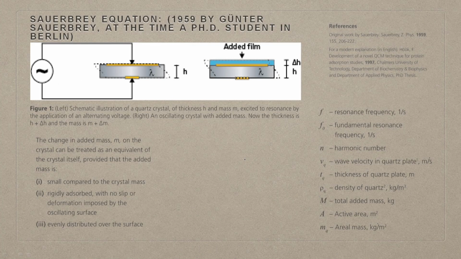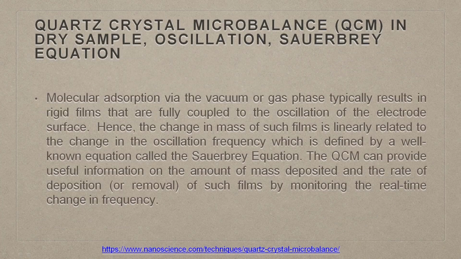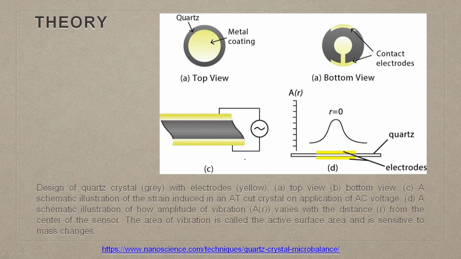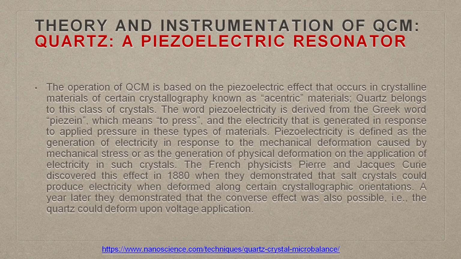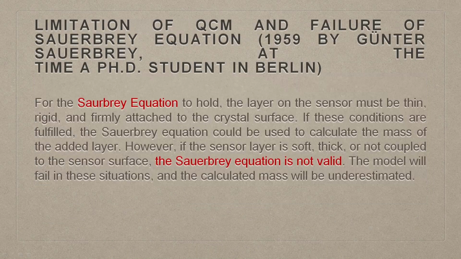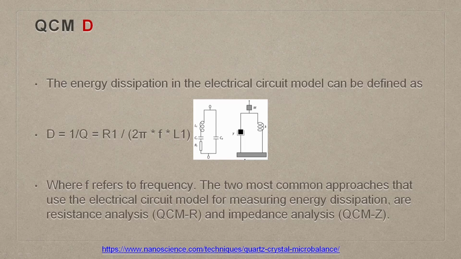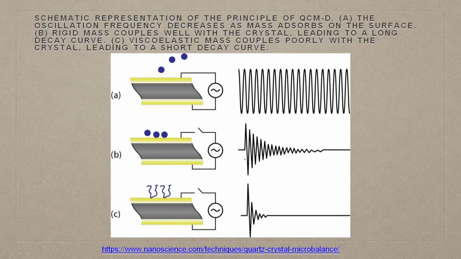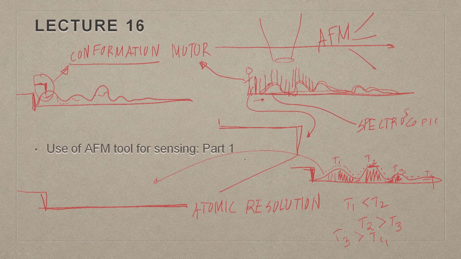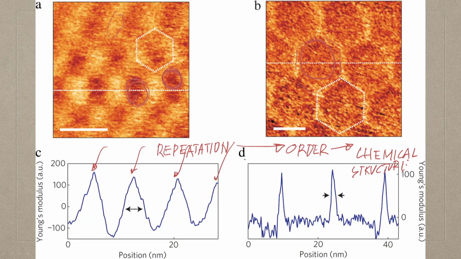So, if you recapitulate what we did, we started with the quartz crystal microbalance and piezoelectric resonator, and now you saw the use of piezoelectric resonator also came in when we talked about the AFM, right. Now coming back to this whole week, we started with the AFM as a sensing apparatus.